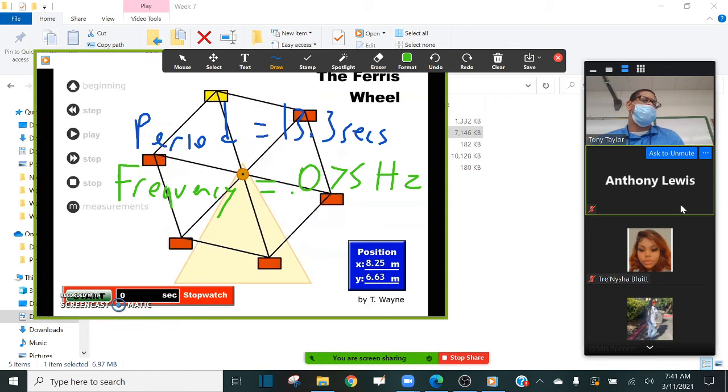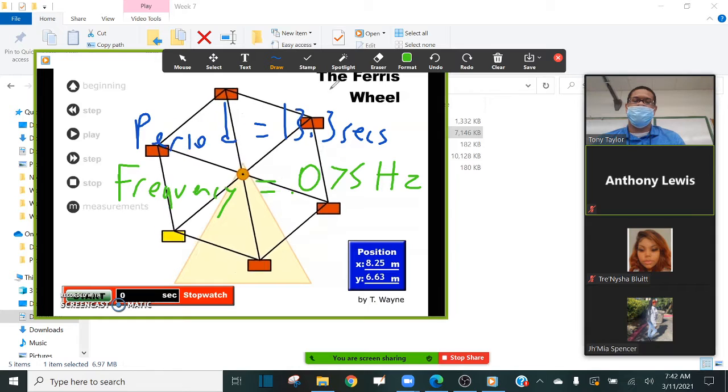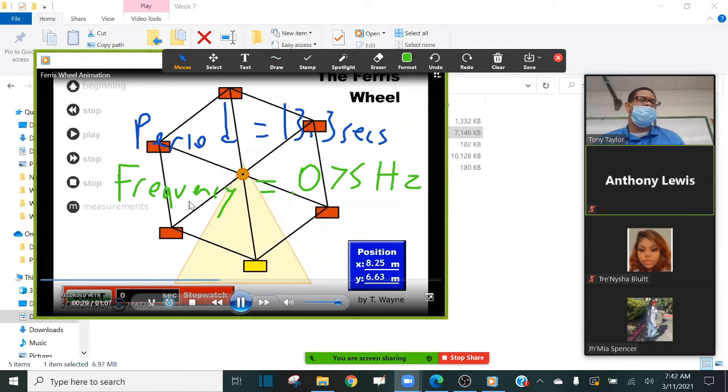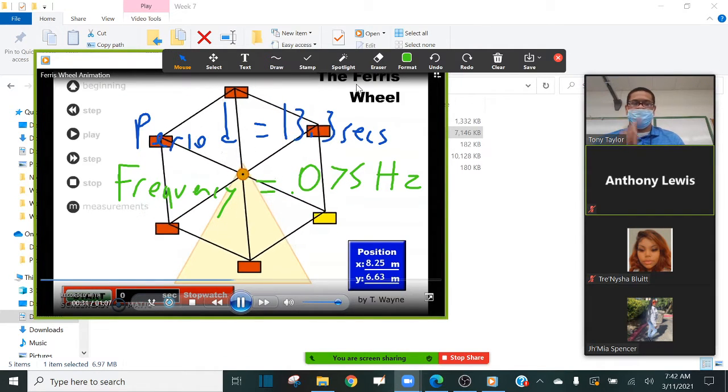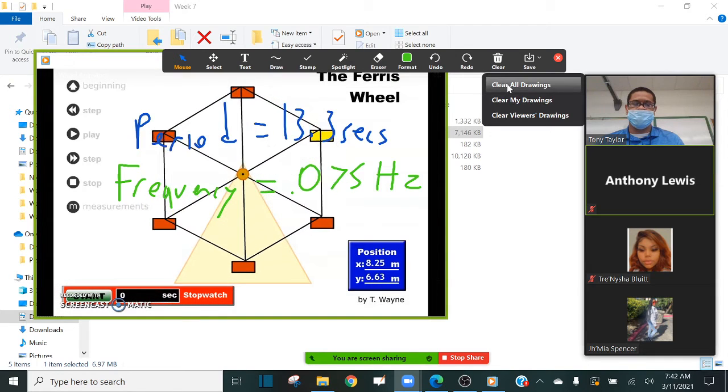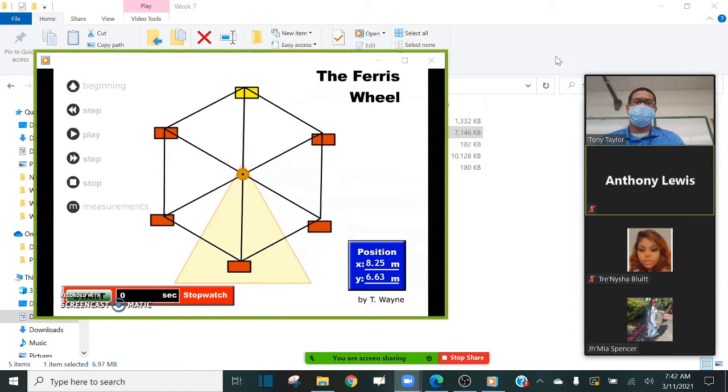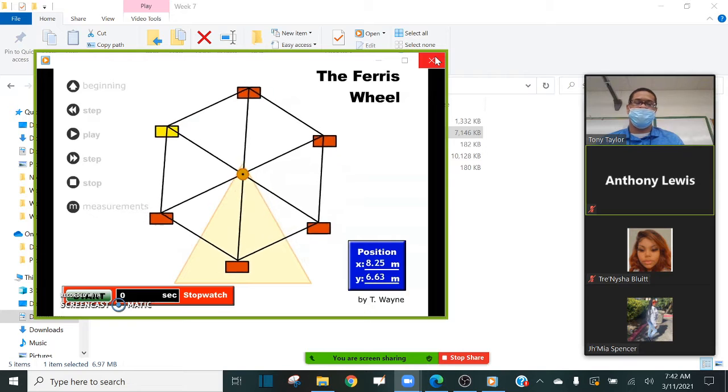Right. So remember what period is. Period is the number of seconds for one cycle. So in other words, how long it took for this Ferris wheel to go around one time. Okay. So hopefully that makes sense. And then frequency will be the reciprocal of period.